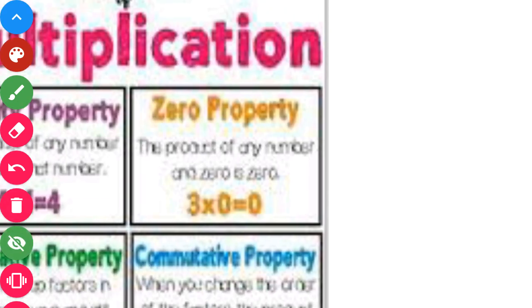Next property is the zero property. So the zero property states that the product of any number and 0 is 0. Repeat after me. The product of any number and 0 is 0.